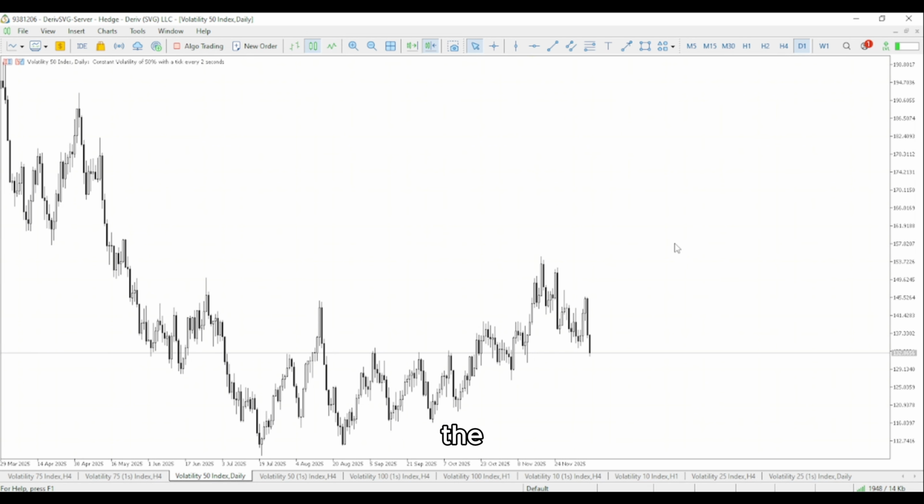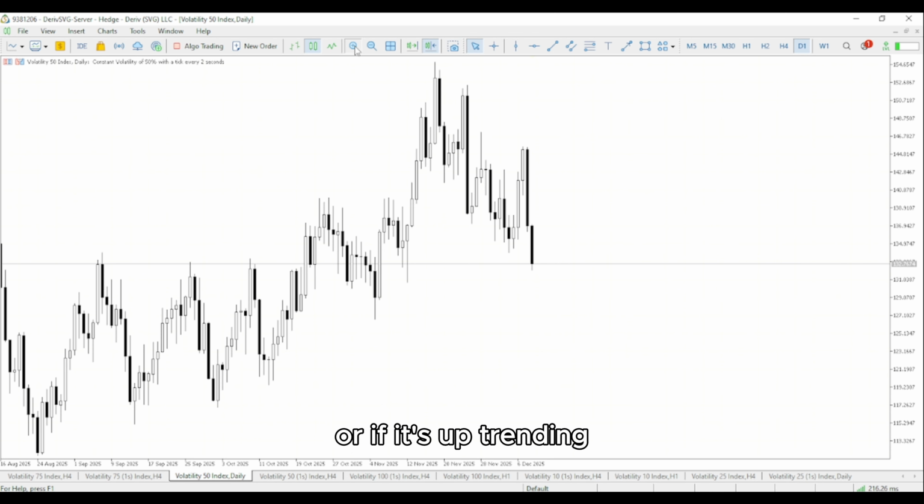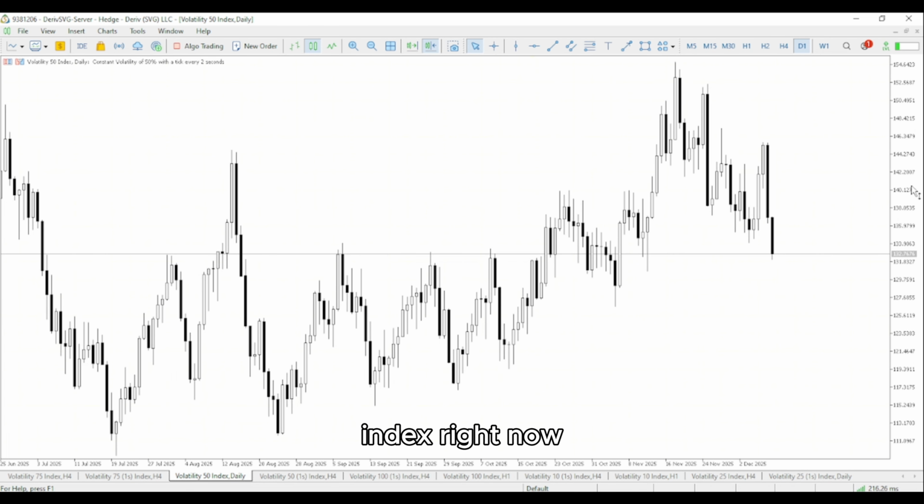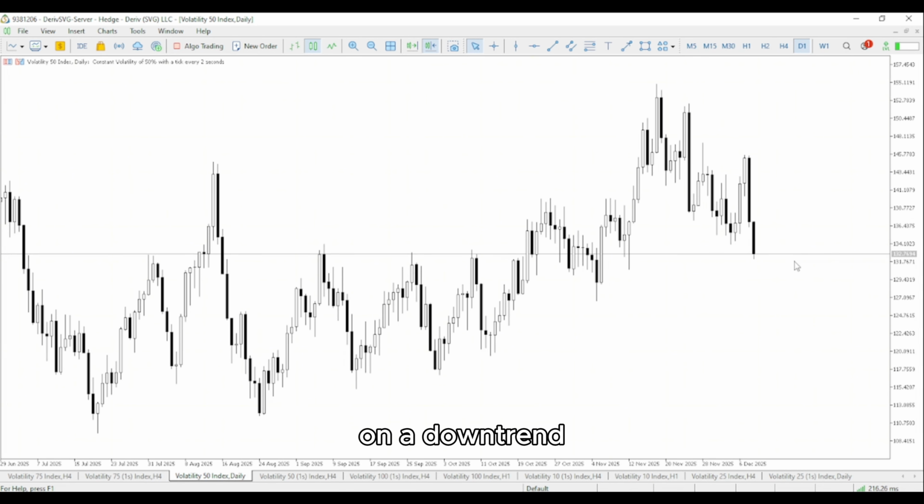Now this is the daily chart. This is what you do. Remember, to identify if a market is uptrending or downtrending, you look at the highs and the lows. That is how you know if the market is downtrending or uptrending. Now for the VIX 50 index right now, the market is currently on a downtrend. Previously the market was trending bullish. You can see the market was trending bullish from here. Previously there was the uptrending movement here.